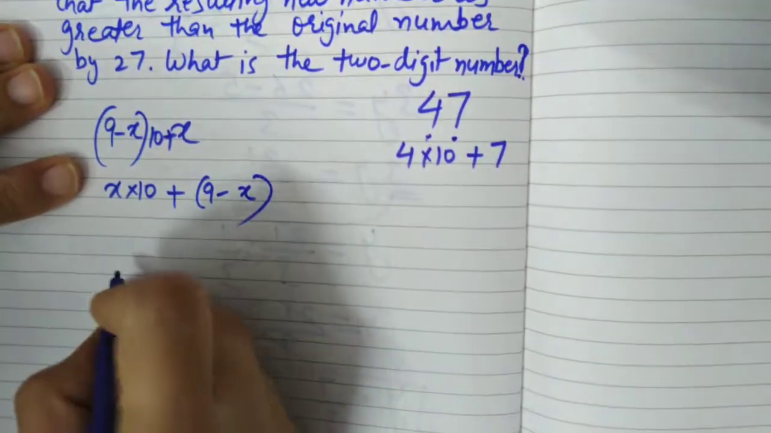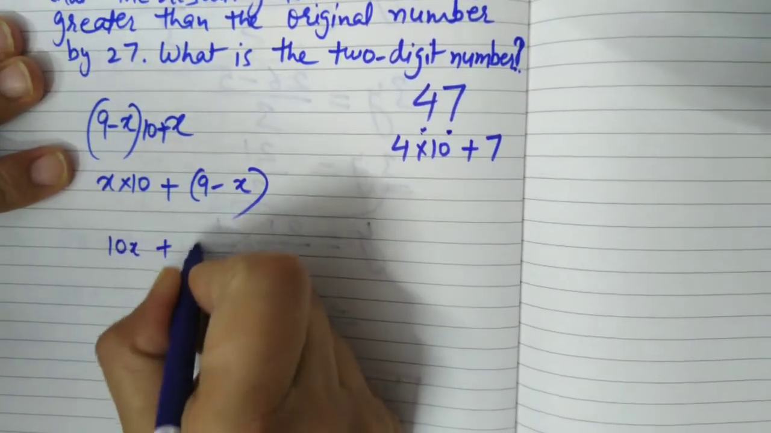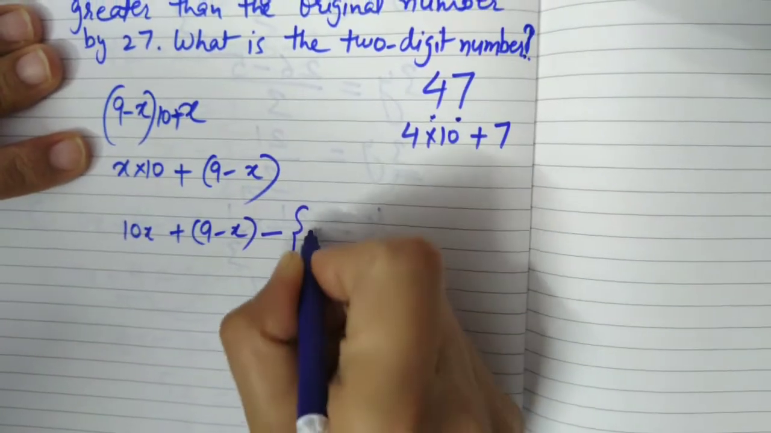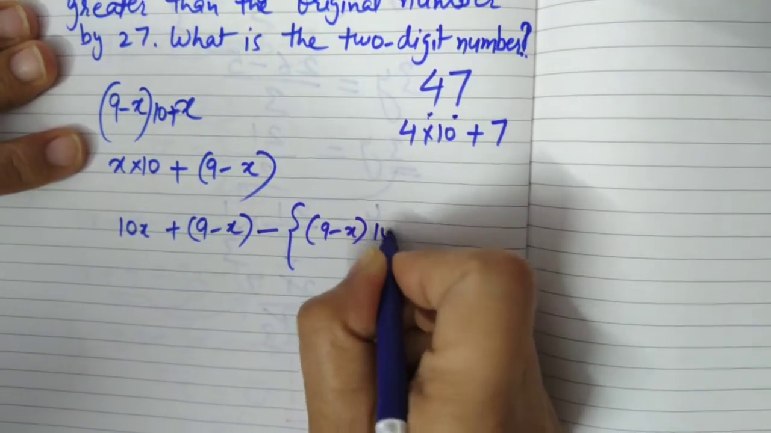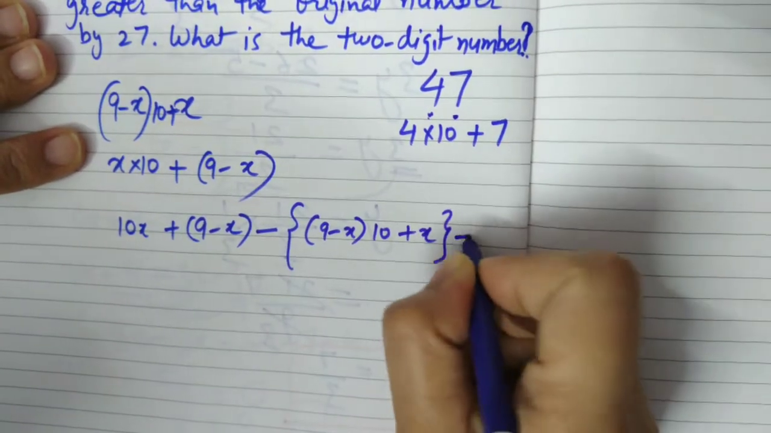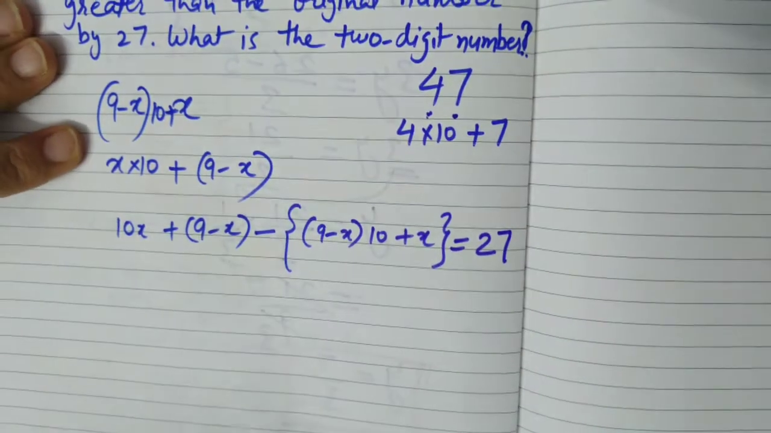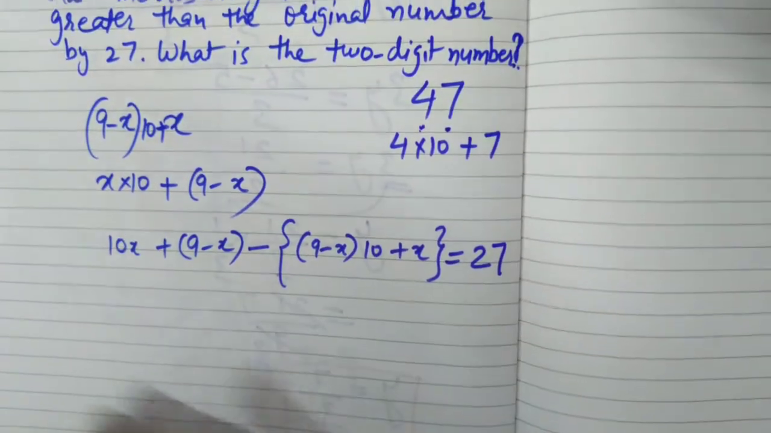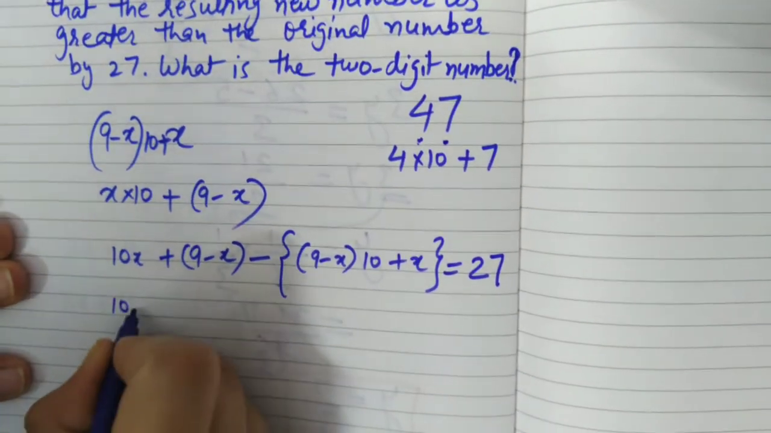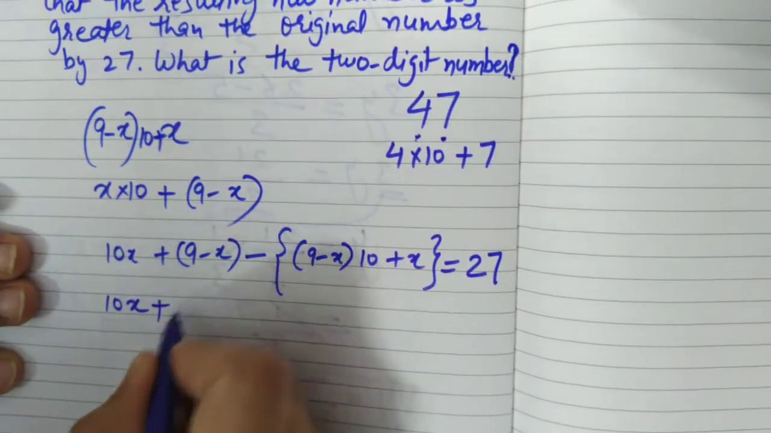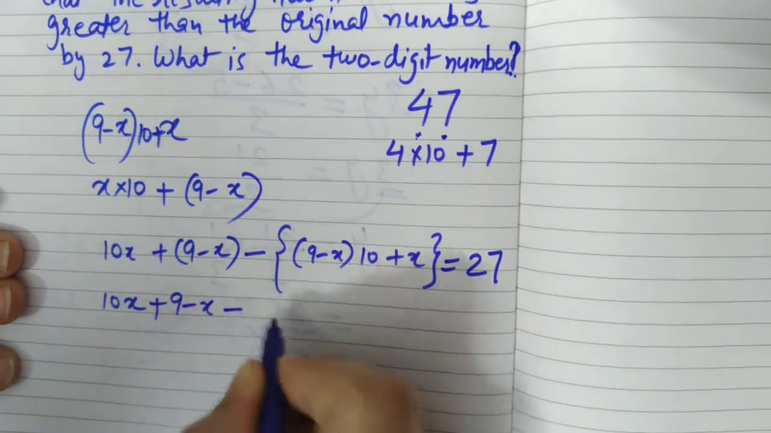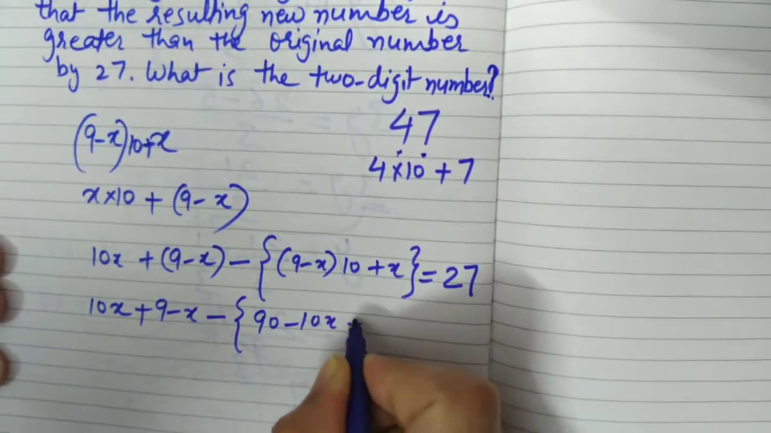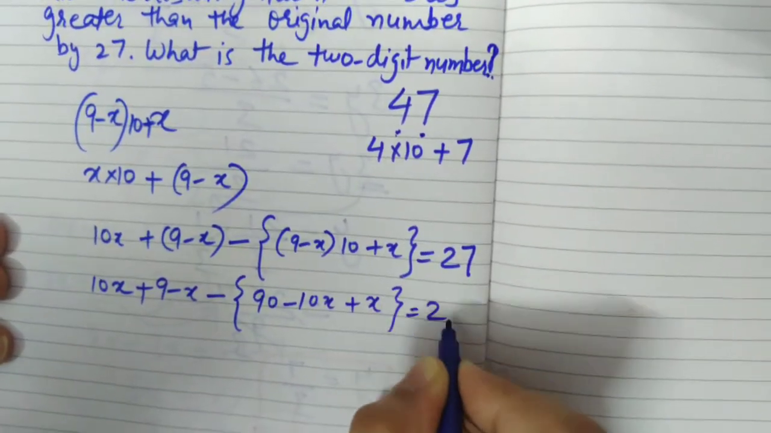So we can say that 10x plus (9 minus x) minus (9 minus x) into 10 plus x is equal to 27. So the difference is 27. Okay. So now let's solve this equation. We'll go step by step. This 10x plus 9 minus x minus, here we'll open the brackets. It will be 90 minus 10x plus x, equal to 27.